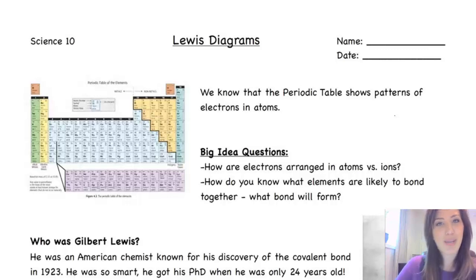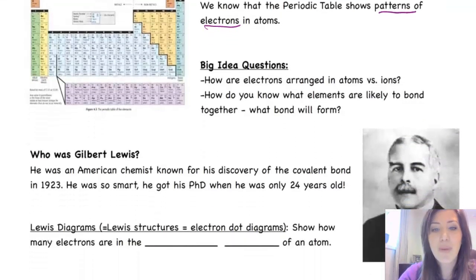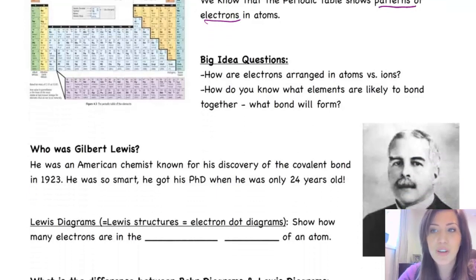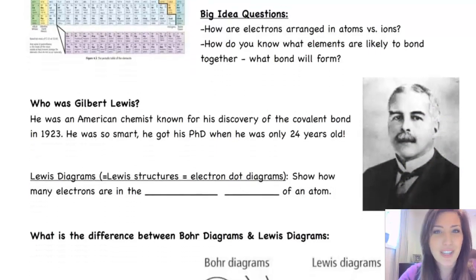Today we will be talking about Lewis diagrams. So we've already talked about the periodic table and Bohr diagrams, and we know that the periodic table shows the patterns of electrons in atoms. So our big idea questions today will be, how are these electrons arranged in the atoms versus the ions? So we talked about atoms and ions the other day, but let's dive in a little deeper. And then also, how do you know what elements are likely to bond together? What bond is going to form here? Is it going to be an ionic bond or a covalent bond?